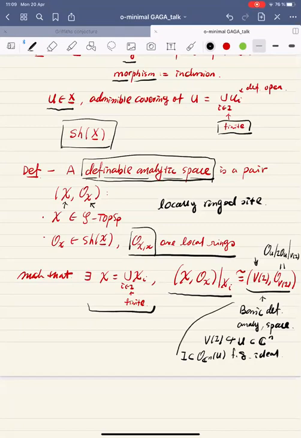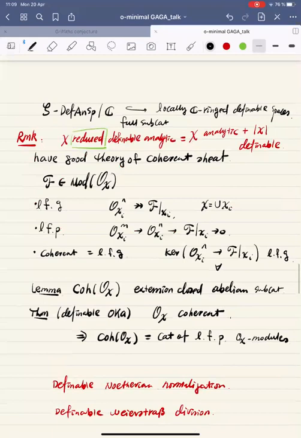And now we should. So it turns out this category.